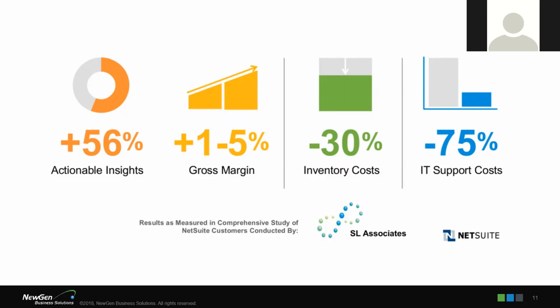56% increase in actionable insights, thanks to things like NetSuite dashboards, that real-time reporting that is right there when you need it, up to the minute with the latest transactions, the latest workflows through your system, because of that unified database. So it allows for that proactive decision-making as opposed to some reactive sort of bandaging and fixing of business issues. The middle two, 1 to 5% increase in margins, 30% decrease in inventory costs.